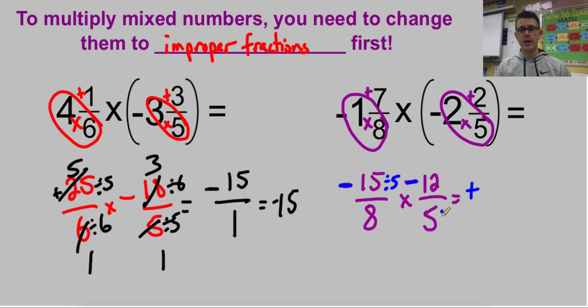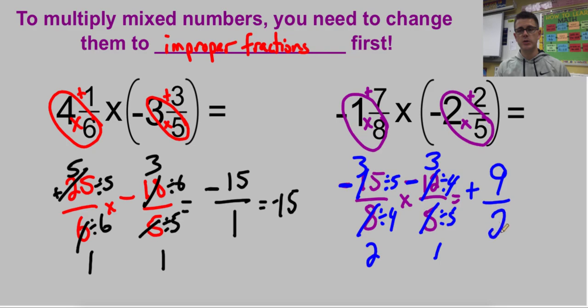15 and 5 can each be divided by 5. So I get a 1 and a 3. 8 and 12 can each be divided by 4. We've seen that one come up quite a bit. And then we multiply. 3 times 3 is 9. 2 times 1 is 2. Always check at the end, could I simplify any more? In this case I can't, but it is an improper fraction. So 2 goes into 9 4 times with 1 left over. So I get an answer of positive 4 1/2. So it's really just deciding your sign based on your integer rules, and then you treat it like a regular division problem or multiplication problem.